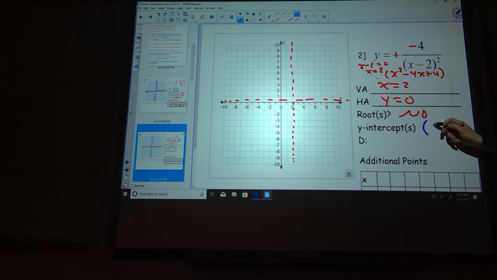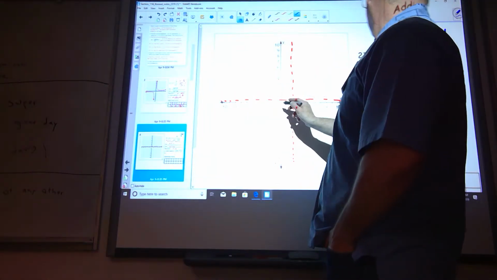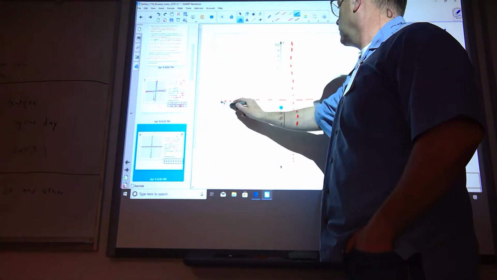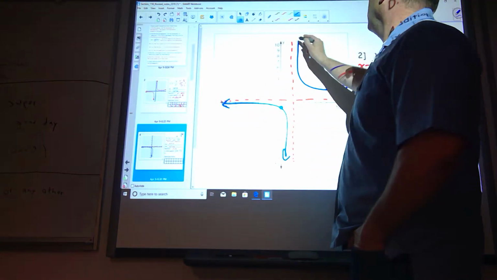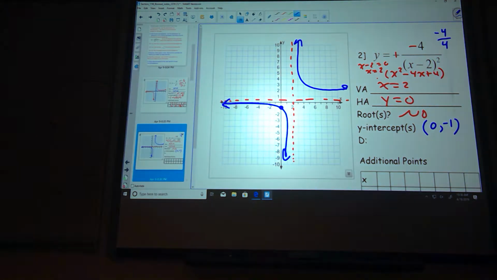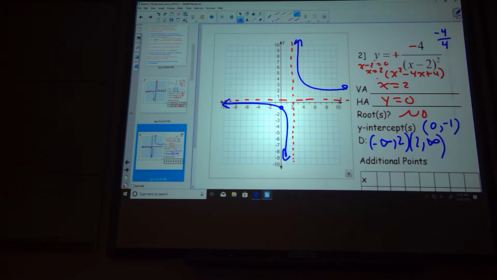So if I want to find a y-intercept, I go 0 comma something. So that's going to give me -4 over 4. So I get -1. So 0, -1 is right there. So here's our graph. And it's supposed to be like this nice, easy, mellow curve, but... And then domain, well, negative infinity to 2, 2 to infinity. Extra points, I'm not going to play with it. Okay?